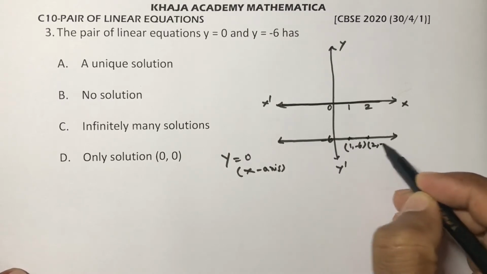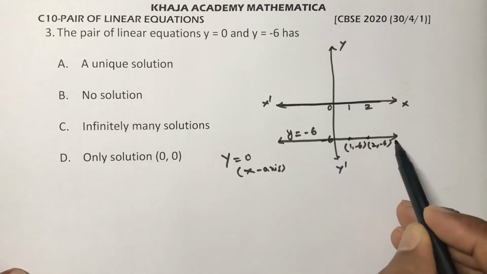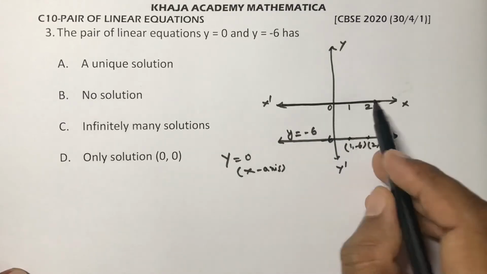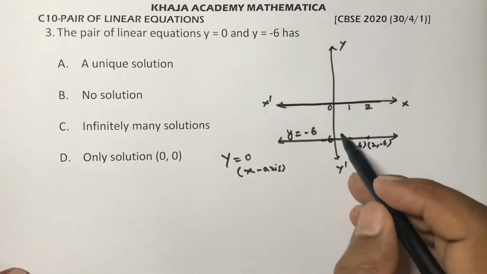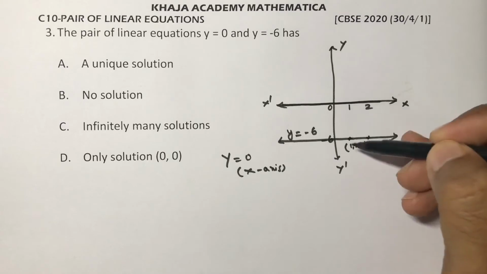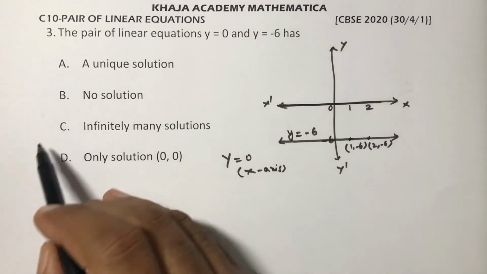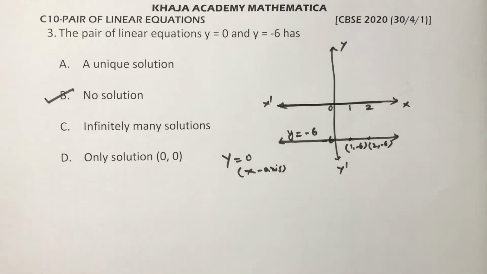This point is 2 comma minus 6. So y equals minus 6 is this line, which is parallel to the x-axis. Y equals minus 6 is parallel to the x-axis. So y equals 0 and y equals minus 6 are parallel. So here we will not get any solution. So the correct option is B.